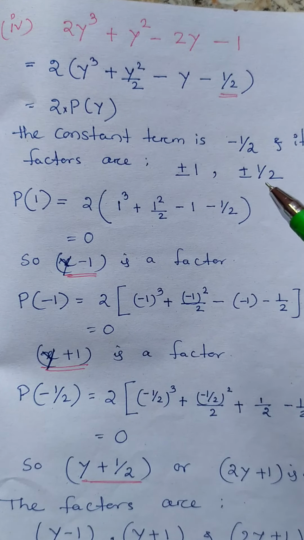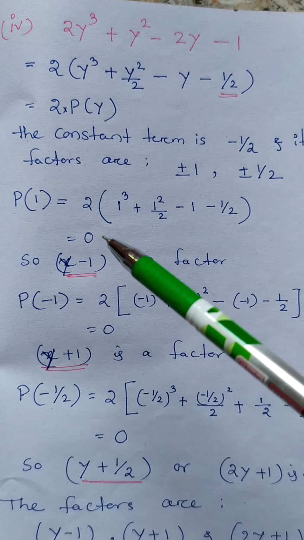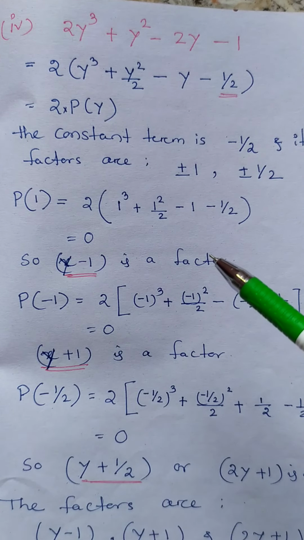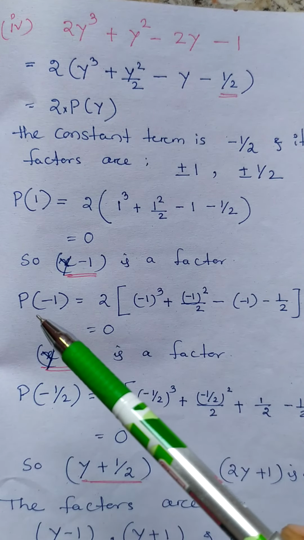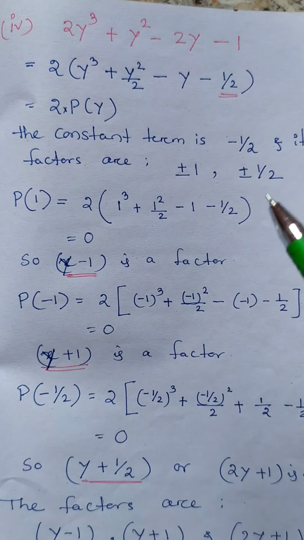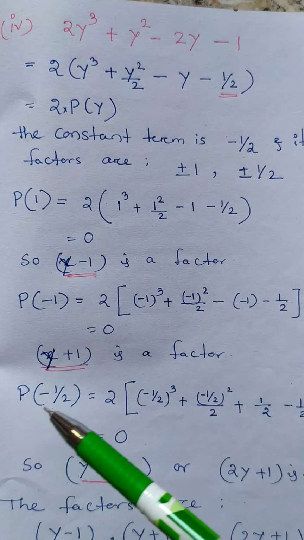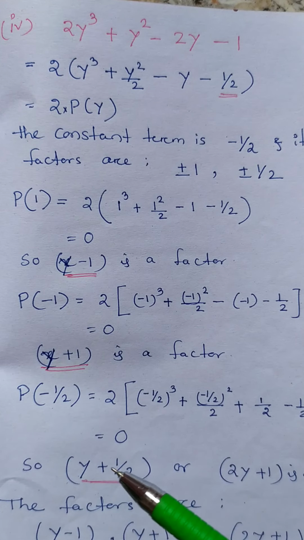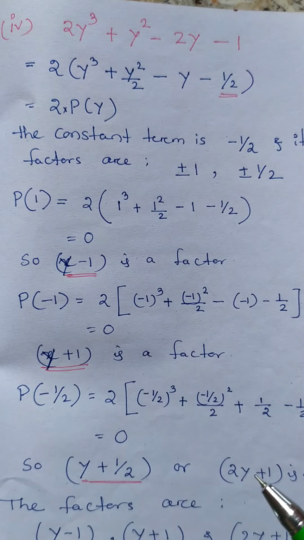Again, by using the hit and trial method, p of 1 is coming 0. So y minus 1 becomes a factor. Similarly, p of minus 1 is also giving a 0. So y plus 1 becomes a factor. Again, checking for plus minus 1 by 2, p of minus 1 by 2 is giving a 0, but not p of 1 by 2. So as p of minus 1 by 2 is giving us a 0, y plus 1 by 2 is a factor. We can also write y plus 1 by 2 as 2y plus 1. Hence, finally we got our factors as y minus 1, y plus 1 and 2y plus 1.